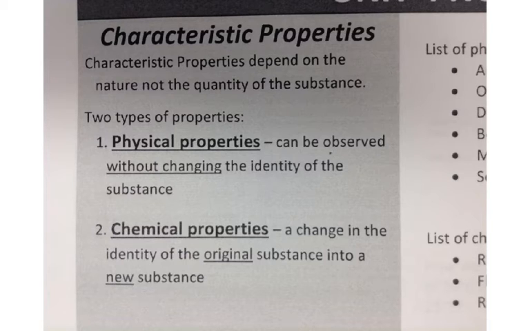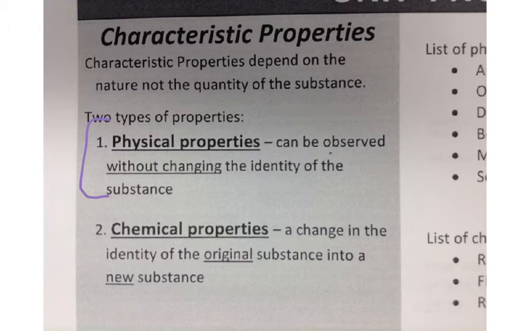Physical, as you learned with the notes last night, is a property that you can observe without actually changing what the substance is made out of, such as the boiling point of water. If I observed water boiling, its boiling point is 100 degrees Celsius, but it is H2O as a liquid or H2O as a gas. It has not changed the composition of the actual element or compound.